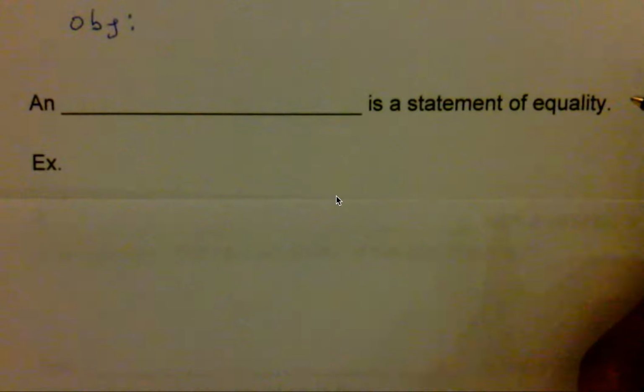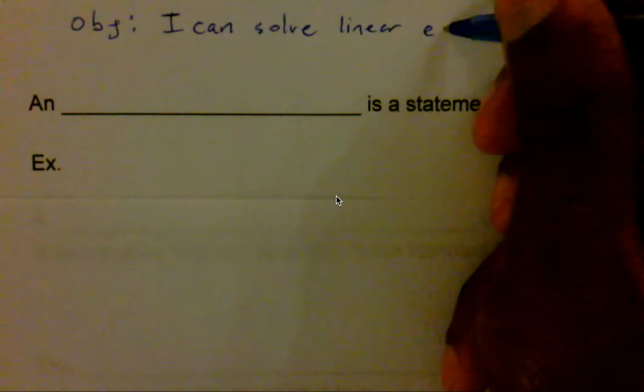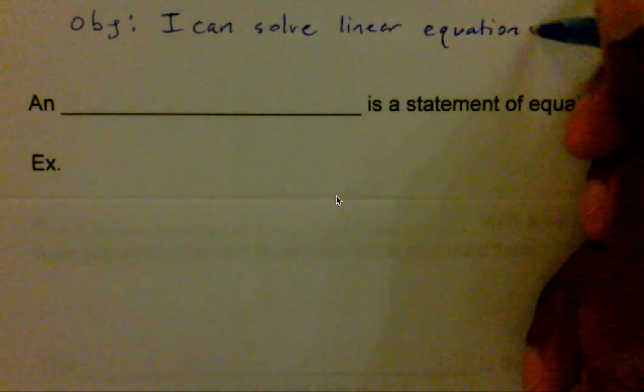Hello everyone and welcome to the lesson on solving linear equations in standard form. We'll begin with our objective. What we are trying to accomplish today is, we want to be able to solve linear equations in standard form.